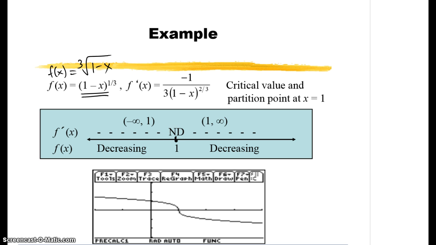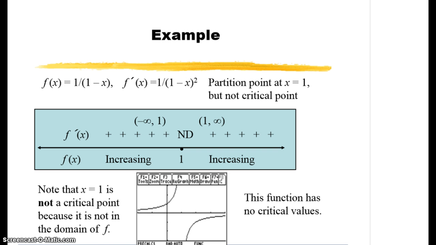We split the real number line into intervals based on our critical value here, our partition point. And what do we notice? To both left and right of 1, the derivative is negative. Therefore, the function is decreasing. Okay? So with that in mind, we move on to another example here.